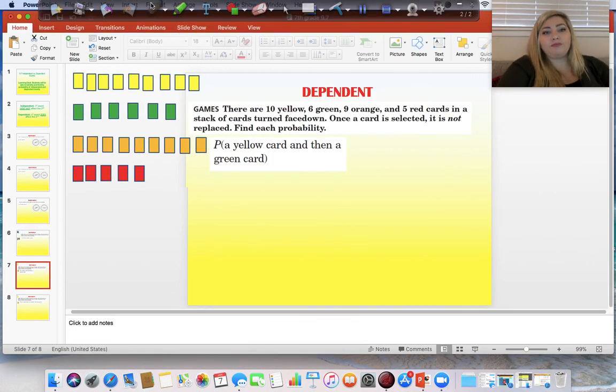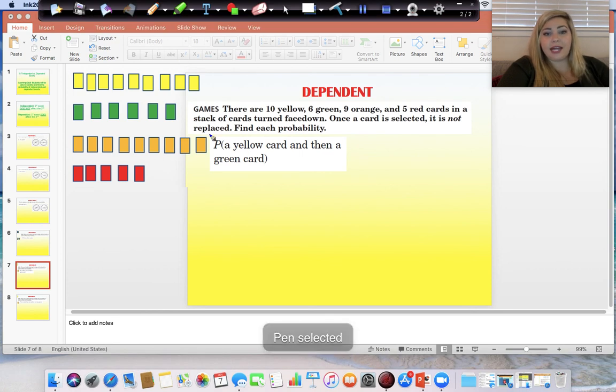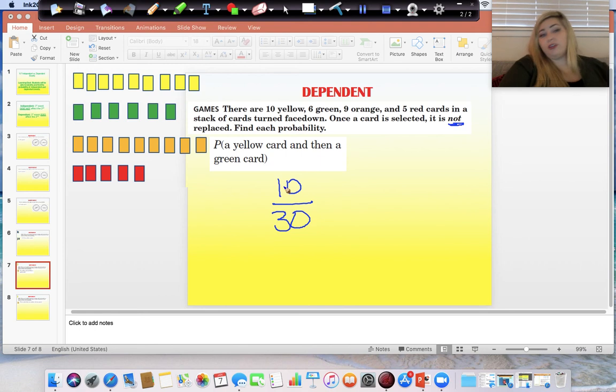Okay, so this says the exact same thing. We're dealing with the same deck of cards. Once a card is selected, it is not replaced. Again, we're taking that first card out and putting it away. So it says a yellow card and then a green card. Well, there are 10 yellow cards out of, again, 30 total. But remember, we took that card out and now it's gone away, right? We took that card away. So now we only have 29 cards left. And the next card being a green card, well, there are still 6 green cards left.